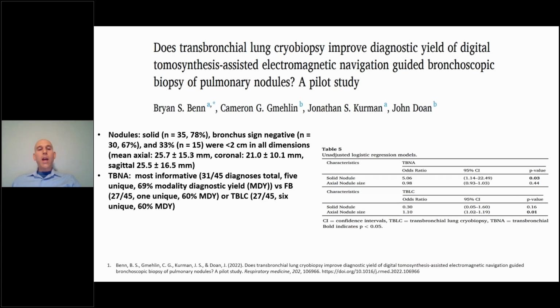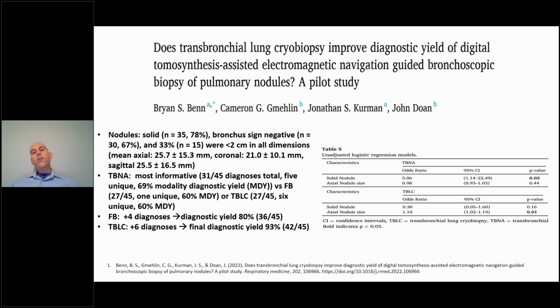And you can see here that, as expected, transbronchial needle aspiration gave us the most informative picture. It gave us the most number of individual diagnoses and a good number of unique diagnoses as well. So when we started to layer things on sequentially based on rapid on-site evaluation, we saw that if, after needle aspiration, we did forceps biopsies, we were able to gain another 4 diagnoses to bring up our diagnostic yield from 69% to about 80%.